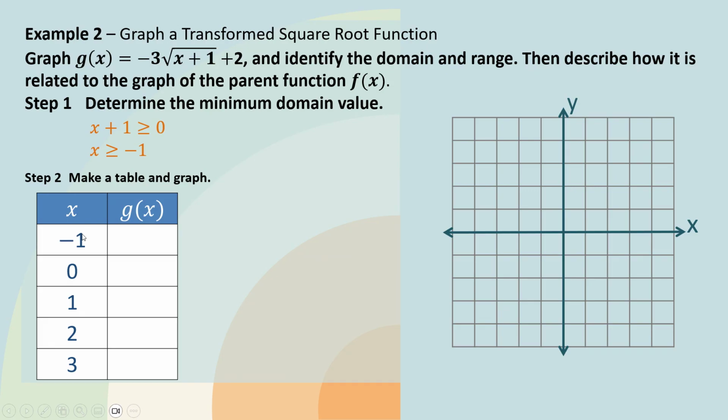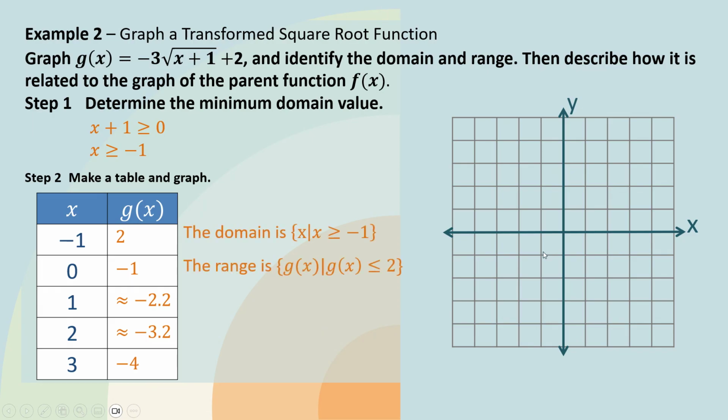So we're starting at negative 1, and I'm going to type this into my calculator to find the corresponding y values. And then we are going to plot those points. Our domain has to be x values greater than or equal to negative 1. Range is g of x less than or equal to 2. Notice when we start at negative 1, the smallest value we could have for x, we get 2, and then our y values are decreasing from there.